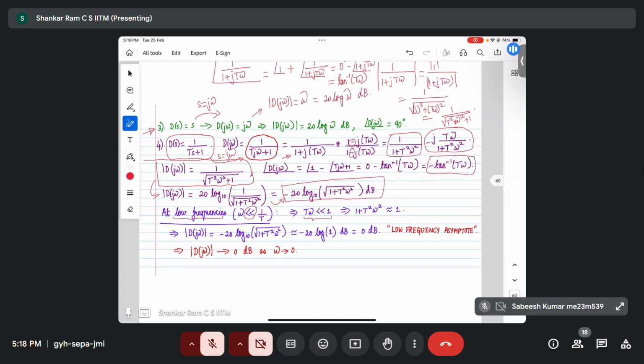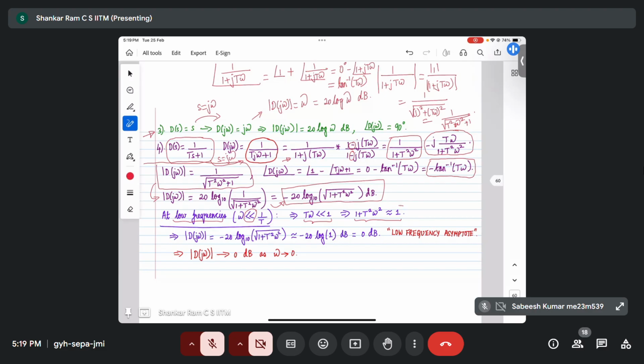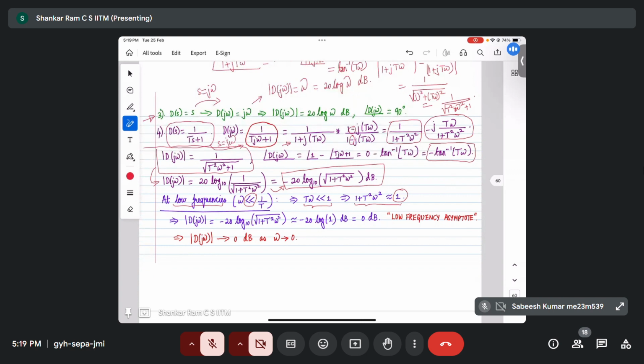Then what can we say about 1 plus T squared omega squared? Let's say T omega is 0.01. What will be T squared omega squared? If T omega is 10 power minus 2, T squared omega squared will become 10 power minus 4. So if I add 1 to 10 power minus 4, what can I say about the result? It's pretty much close to 1, correct?